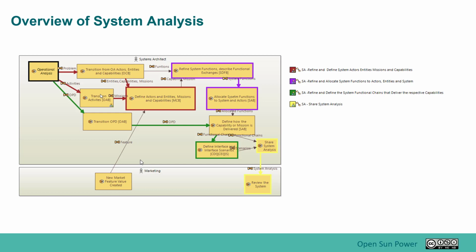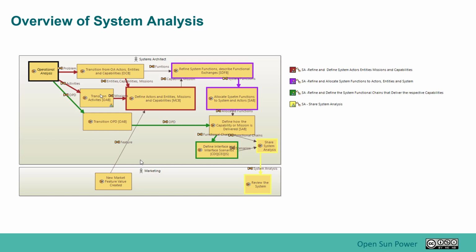Then we get into refining and allocating the system functions to the actors and entities of the system. It's going to be pretty simple because we're not really adding any new content; we're just limiting the content more to the system. At this point in time, we could also decompose, so we can add more functions and decompose the functions into a little more detail, and that's a pretty typical thing to do.